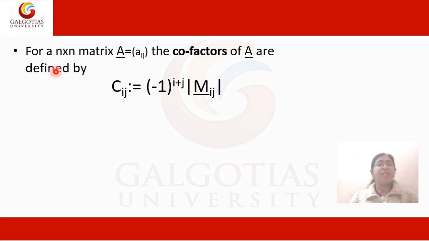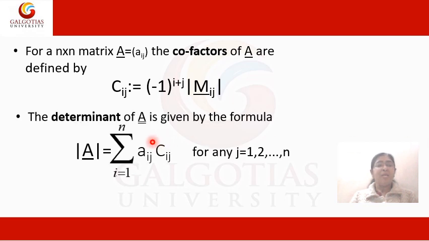So for cofactors, how will you find the cofactors of a matrix? The formula for finding the cofactor Cij of a matrix A is Cij equal to minus 1 raised to power i plus j, determinant of the minor Mij. In this way we can find the cofactors. Now the determinant of A is given by the formula: determinant of A is equal to sigma, i varies from 1 to n, Aij Cij, for any j varies from 1 to n.